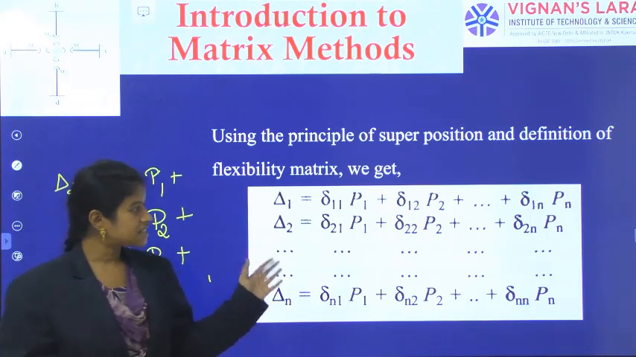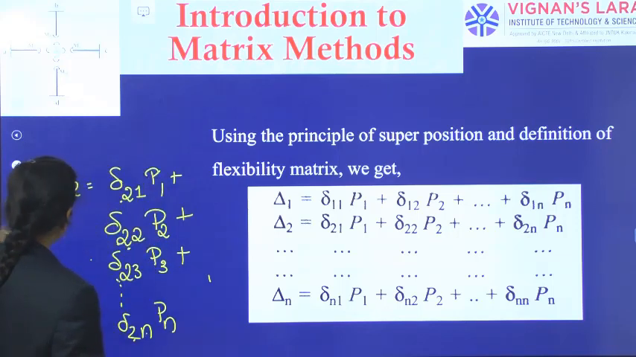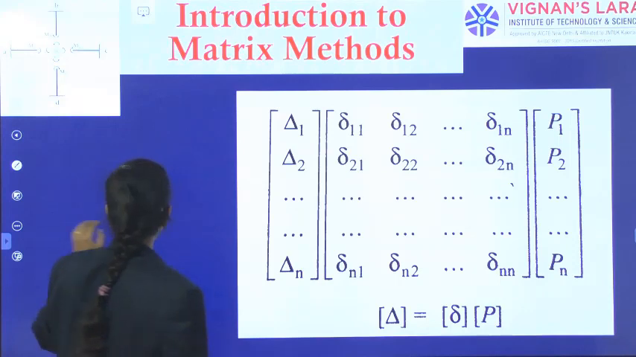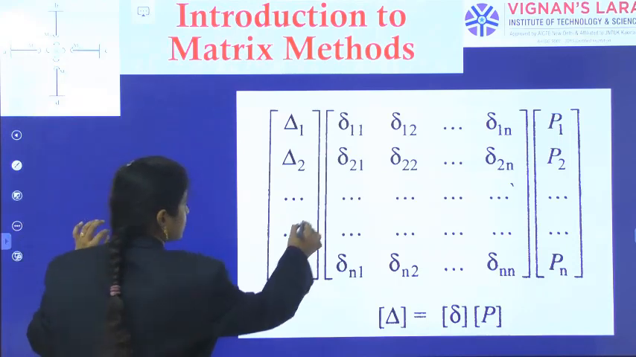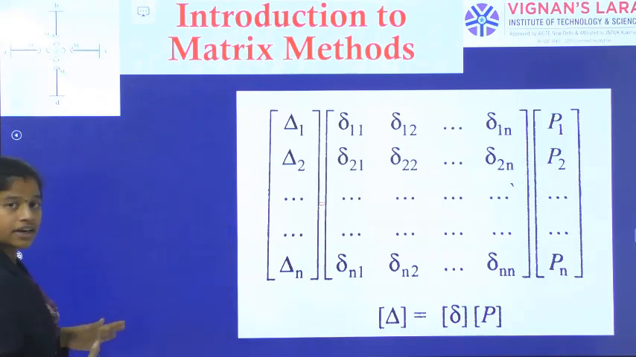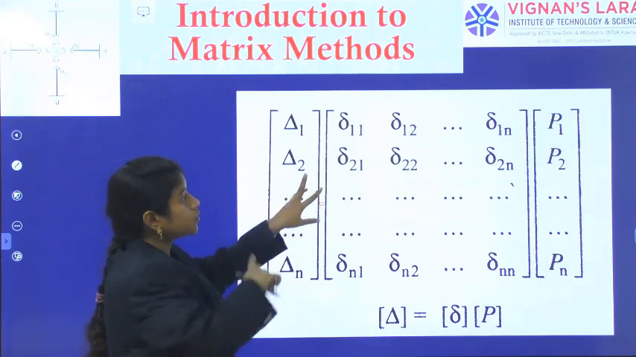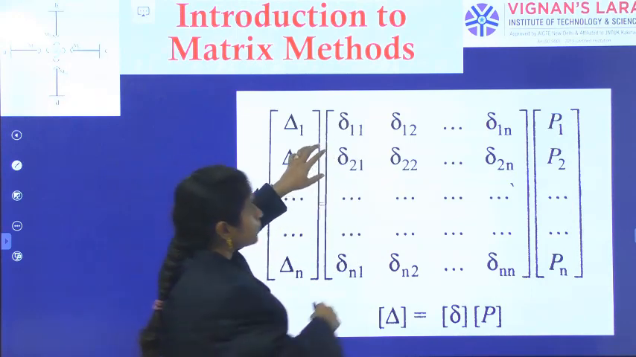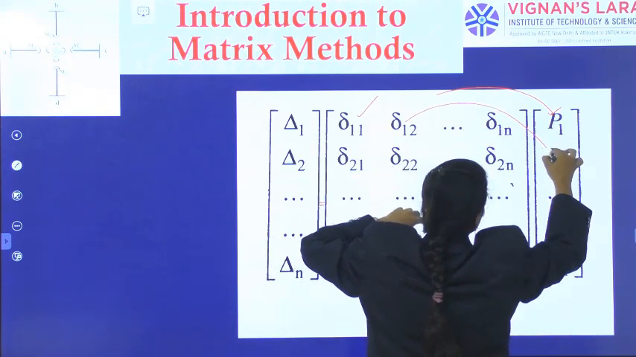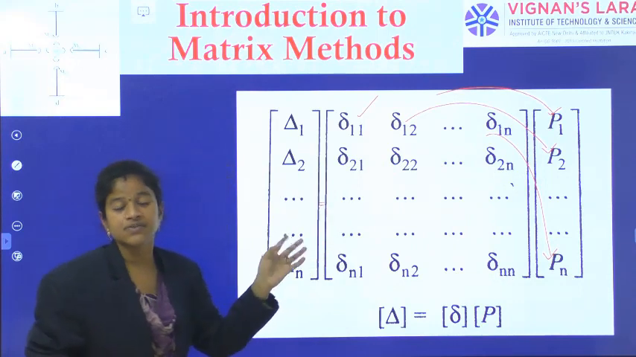Now, in separating it into a matrix form, we can write it as delta 1, delta 2, delta 3 and so on, delta n, is equal to delta 1,1 P1, delta 1,2 P2 in this way. Because once you multiply delta 1,1 plus P1 plus delta 1,2 plus P2 plus delta 1n plus Pn, in this way, the summations will complete.